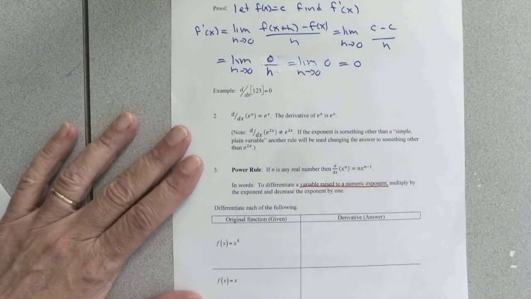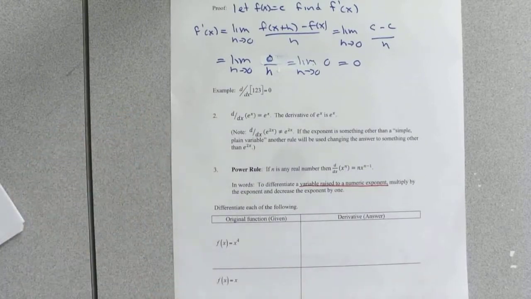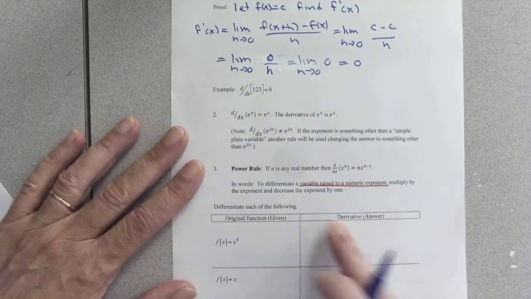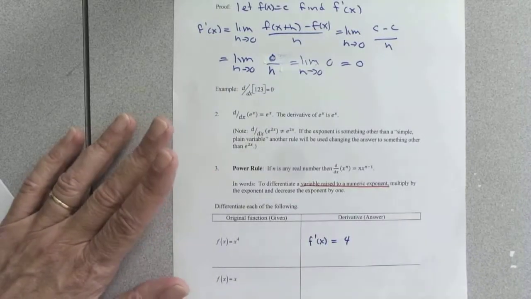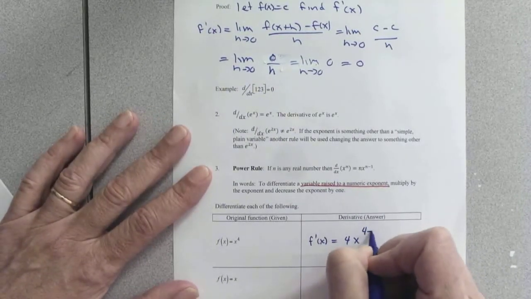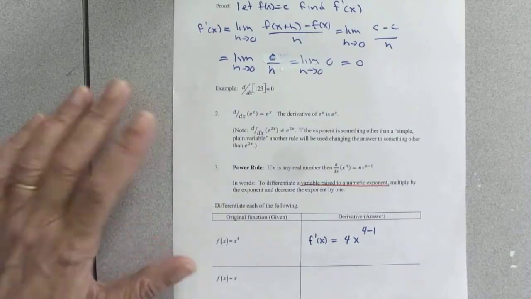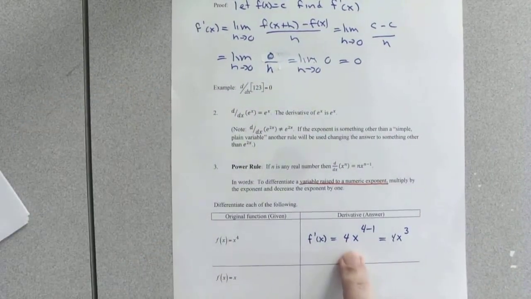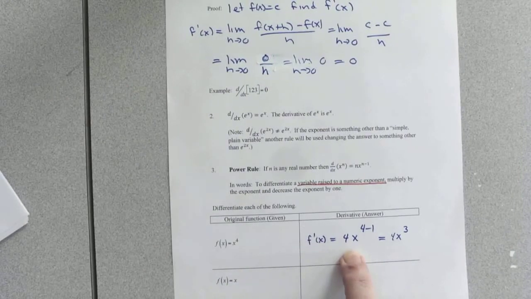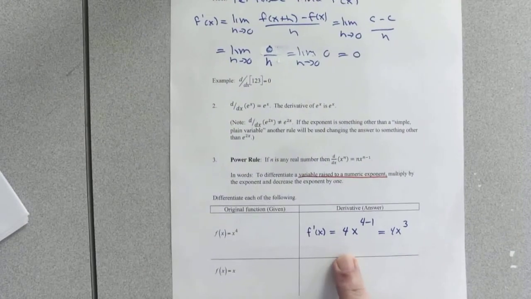So over here, we're going to have some given functions, and then we want to write the derivatives. So we're going to use my rule. The derivative is going to be: multiply by the exponent, decrease the exponent by 1, and so we get 4x cubed. None of you are probably going to show this step, and I'm not expecting this step, but it demonstrates what the step is. Multiply by the exponent, decrease the exponent by 1.